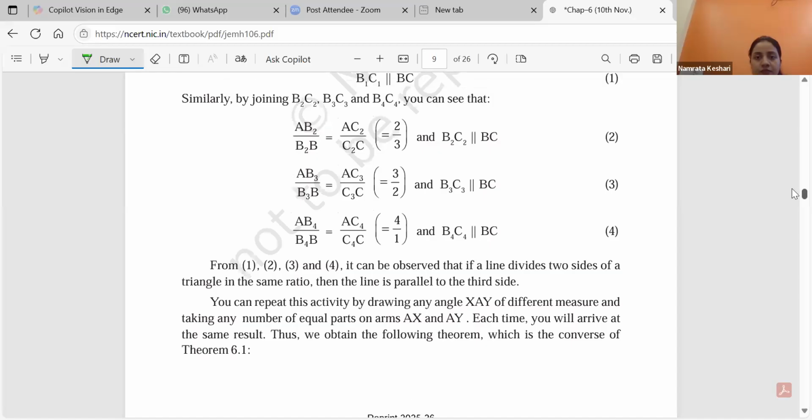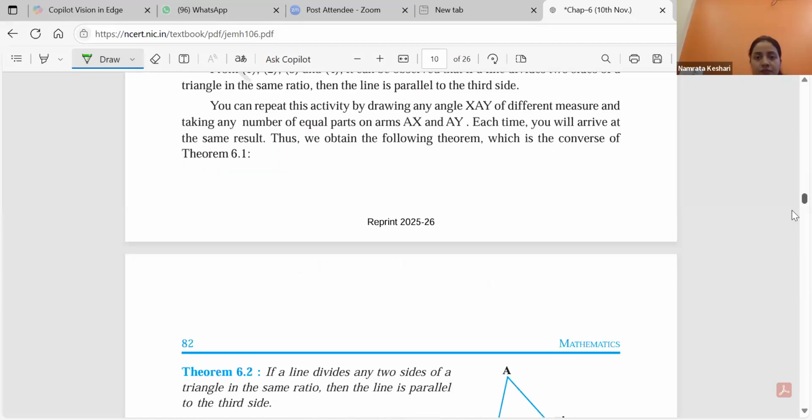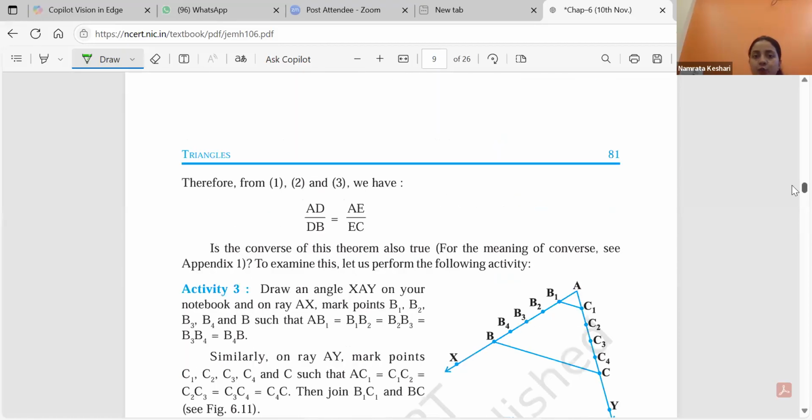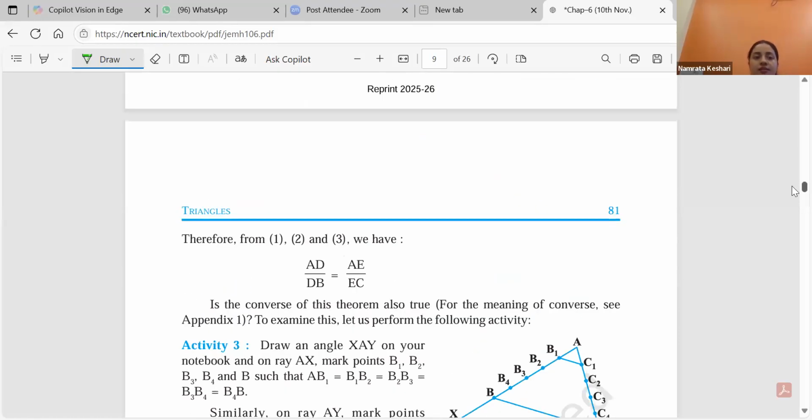Okay. I'm sharing the screen again. And let me explain the converse also just now. You can see the screen, right? Yes, ma'am.